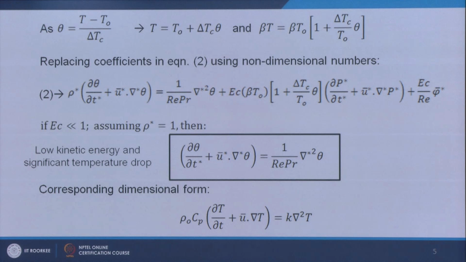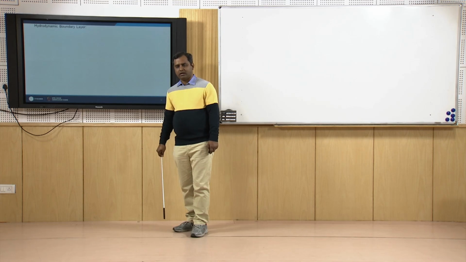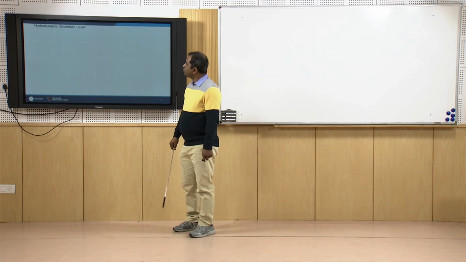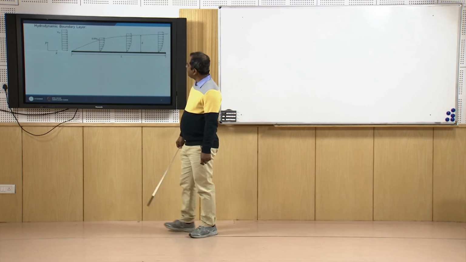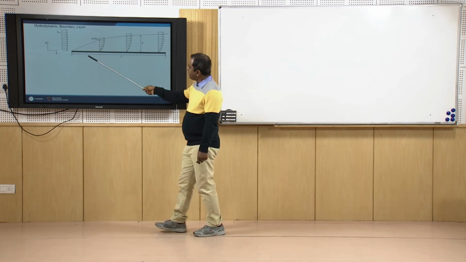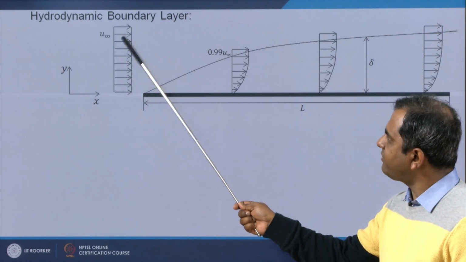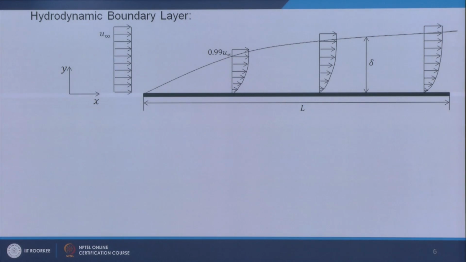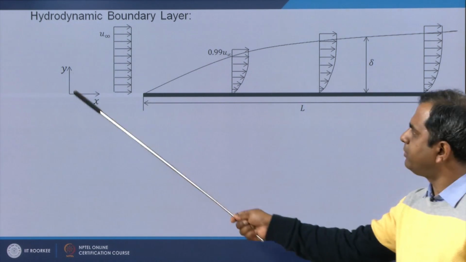So let us now see from our knowledge of fluid mechanics, because this is the prerequisite of this course. From fluid mechanics knowledge, we know what the hydrodynamic boundary layer is. This figure is very well known to you. We have a flat plate, and a free stream fluid flow is coming over here with velocity u infinity. Let's consider this is our x direction, the streamwise direction, and this is our cross-streamwise direction y.